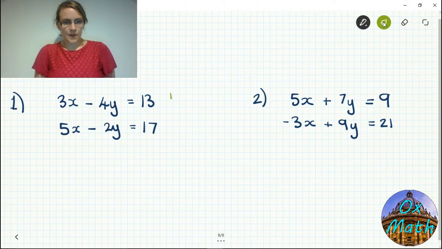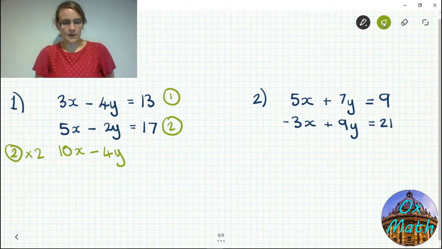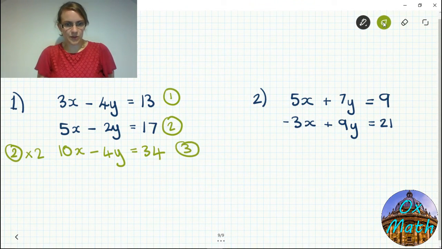So for this first set of equations, the easiest way to make either the x's or the y's the same is to make the y's the same by multiplying through the second equation by 2. So 2 lots of 5x is 10x, 2 lots of 2y is 4y, and 2 lots of 17 is 34. You might have decided to make the x's the same, which is fine, you should end up with the same answer, so bear with me and check the answers at the end. Now I'm going to call that one equation 3, and I'm going to write equation 1 out again because I've used equation 2 to get equation 3.